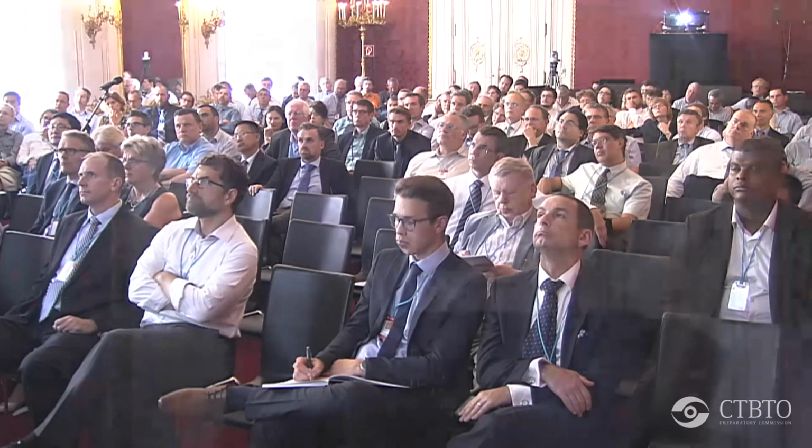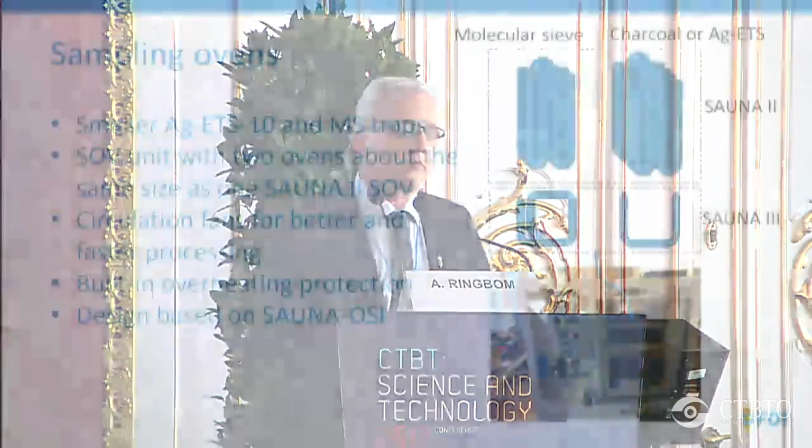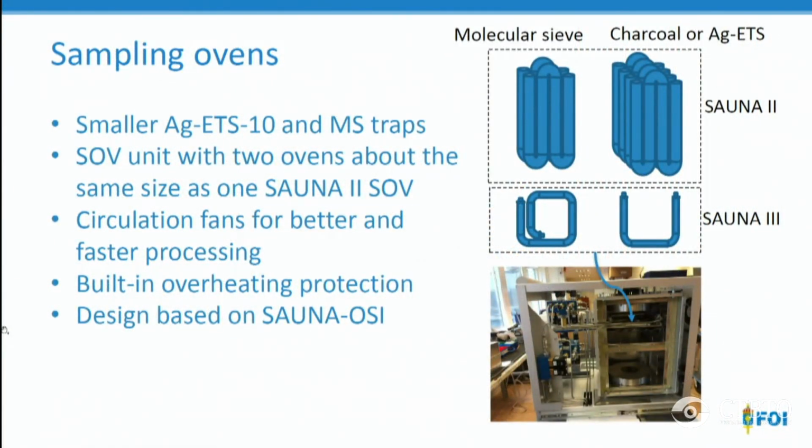The sampling ovens have changed a lot since we're now using silver zeolites instead. So in the SONA 2 we had 4 kilograms of charcoal in each oven. Now we have only a couple of 100 grams of silver zeolite instead, and you can see the difference in the size of the traps in the ovens.